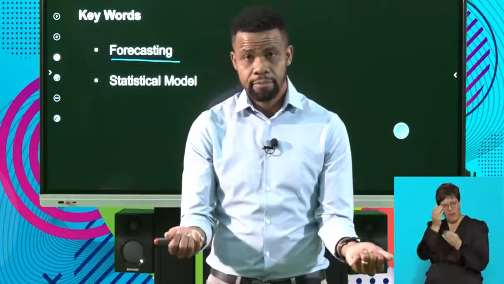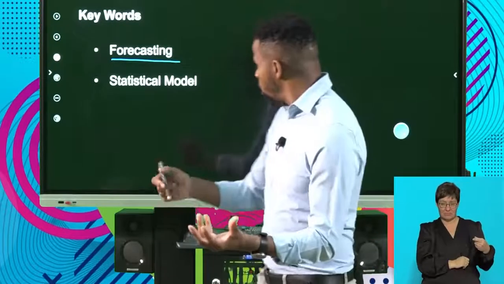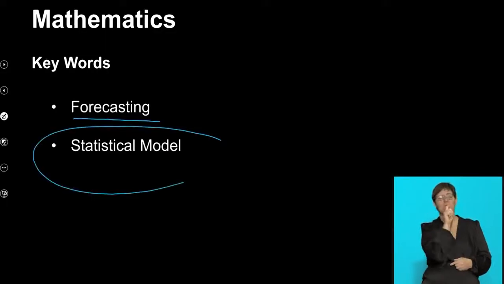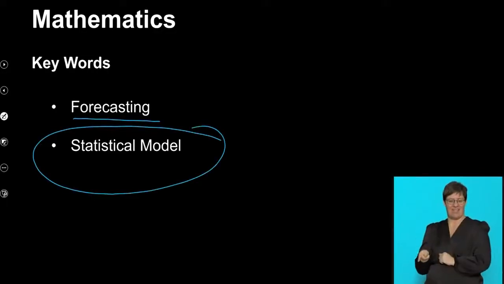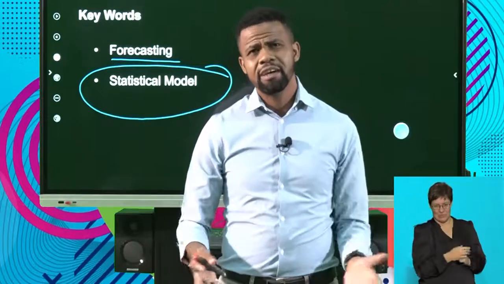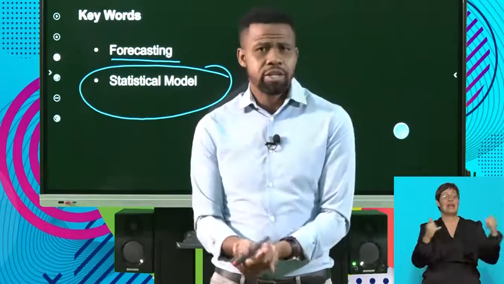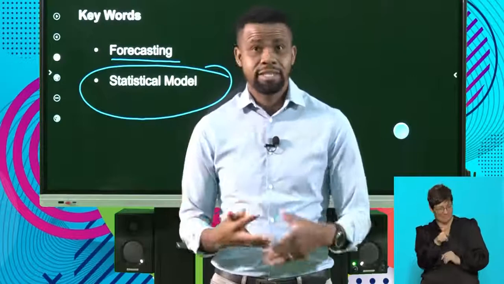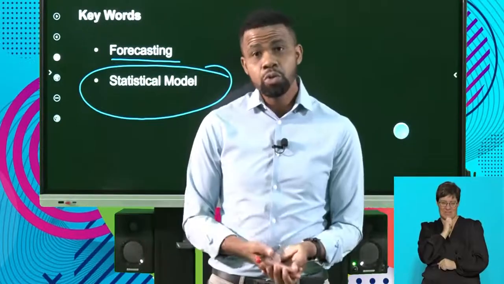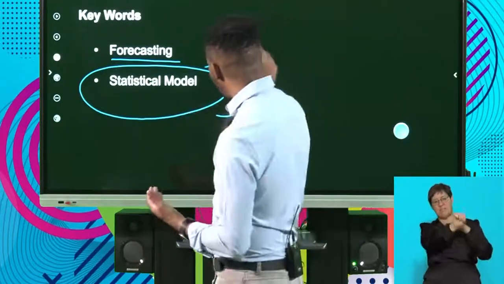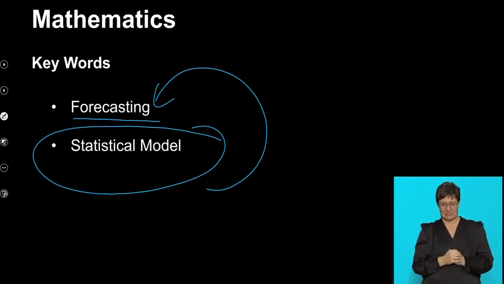Are we all together? Then, what are we using to forecast? We're using a statistical model to forecast that. And a linear regression is one of the statistical models that can be used to forecast. Forecast meaning to predict what is happening in the future.